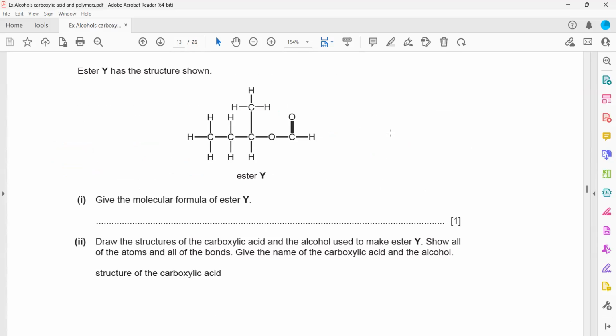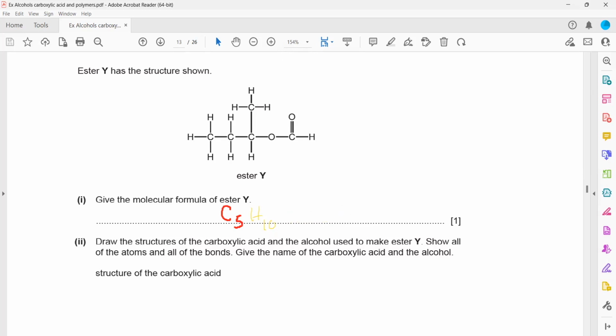So the question is, give the molecular formula of this ester. What is the molecular formula of this ester? CH. So count 1, 2, 3, 4, 5. So C5. For the molecular formula, you just count the number of atoms for each element. So C5, how many hydrogen are there? 10. And how many oxygen are there? No. In a molecular formula, we don't write like this. Should be H9.